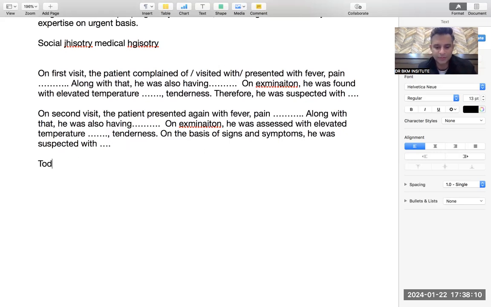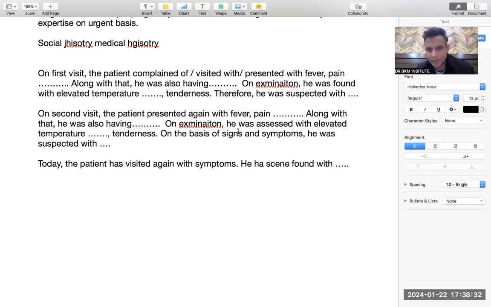Now the final, today. Again, the letter is all over. Today, the patient has visited again. So now you are making it present: has plus third form. Patient has visited again with symptoms. He has been found with signs. So the only grammar change is was/were plus third form, which was in the past, now again becomes has been. That is the only grammar.